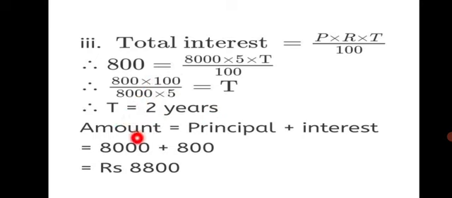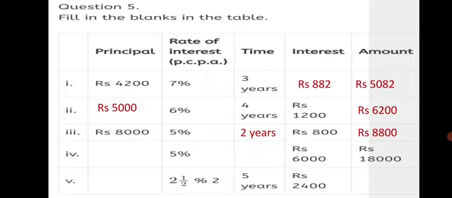Now we will find the amount. Using the formula, amount is equal to principal plus interest is equal to 8000 plus 800 is equal to 8800. So let us write the values in the table. That is T is equal to 2 years and amount is equal to 8800. So here we have T is equal to 2 years for third question and amount is equal to 8800.